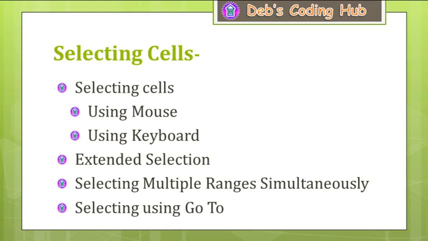Now the next thing is to select multiple ranges simultaneously. Remember, by pressing Shift, we can only make contiguous selections. But for doing random selections of ranges, we need to do something else. Let us see how to select multiple ranges in Excel.